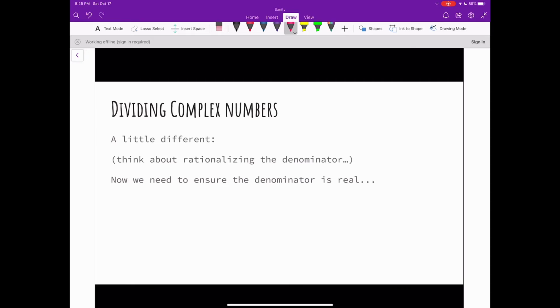Okay, we have added complex numbers. We've subtracted them. We can now multiply them using that FOIL process. Let's talk about dividing complex numbers, because that is also just slightly different. All right. I'm going to have you recall last week when we rationalized the denominator.